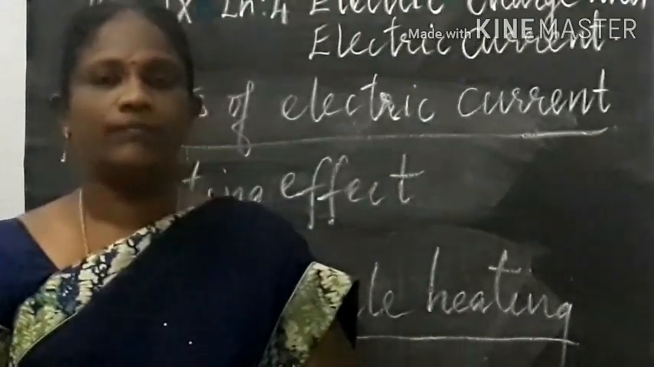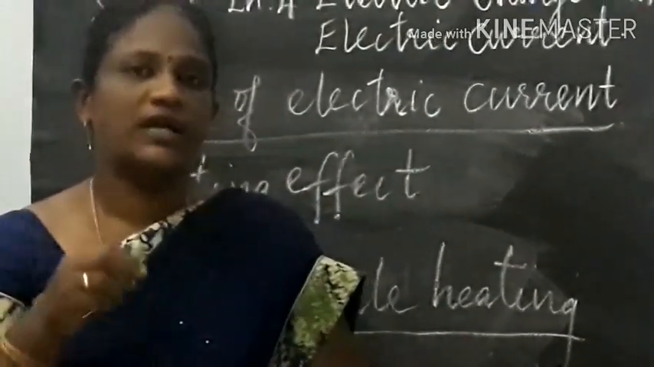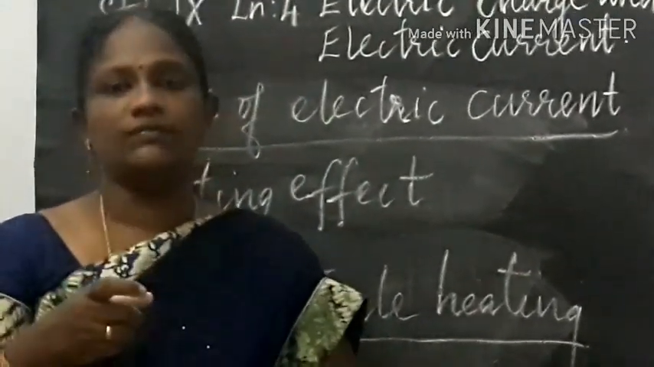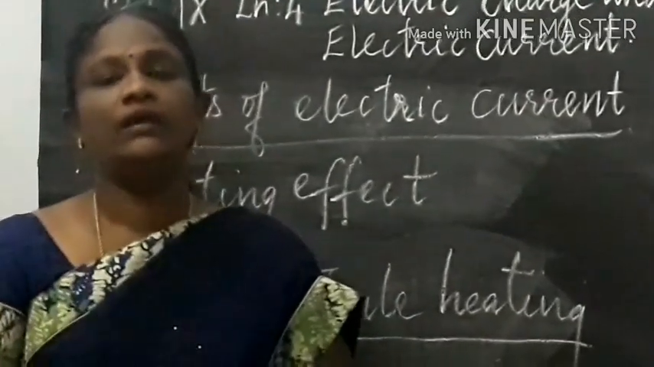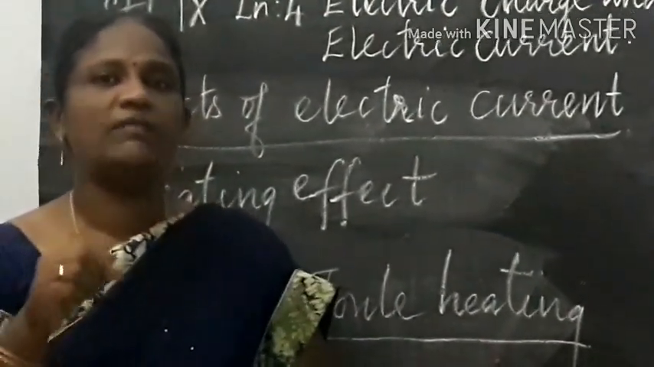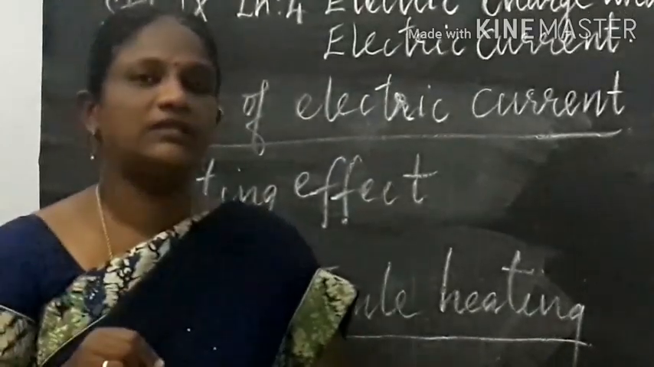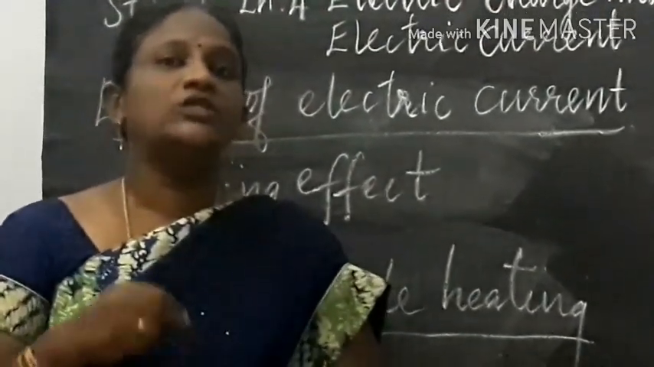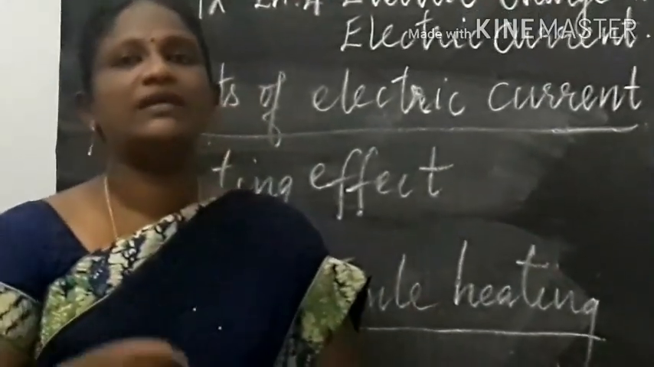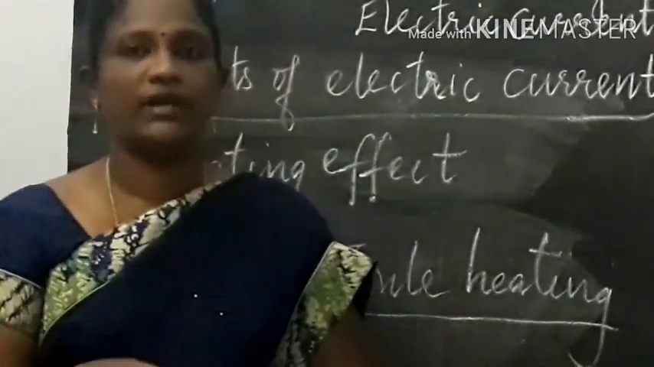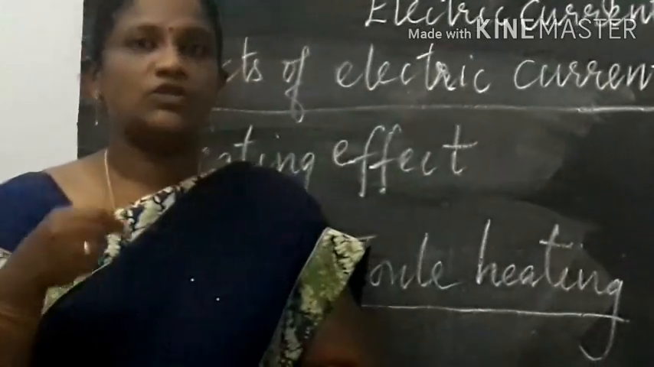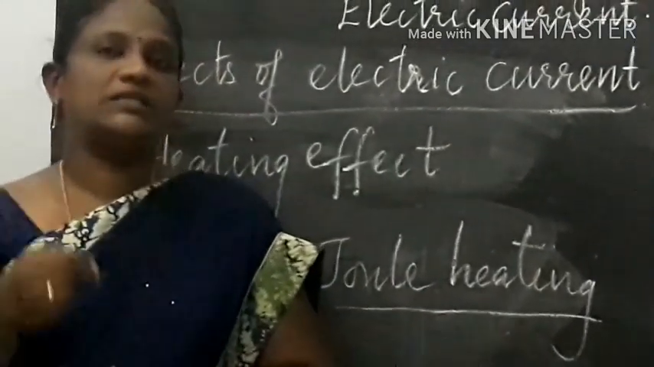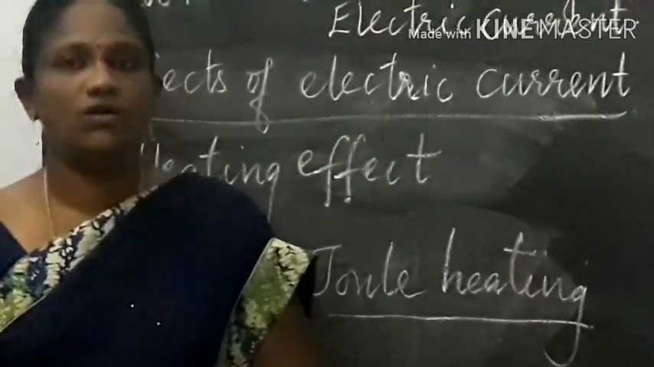And also suppose if you consider a bulb, the bulb glows. And how is the bulb glowing? The bulb consists of a filament. Normally we have the tungsten filament which acts as a resistor. So this tungsten filament will be heated to a high temperature and to a particular temperature when it is heated, the bulb starts glowing.